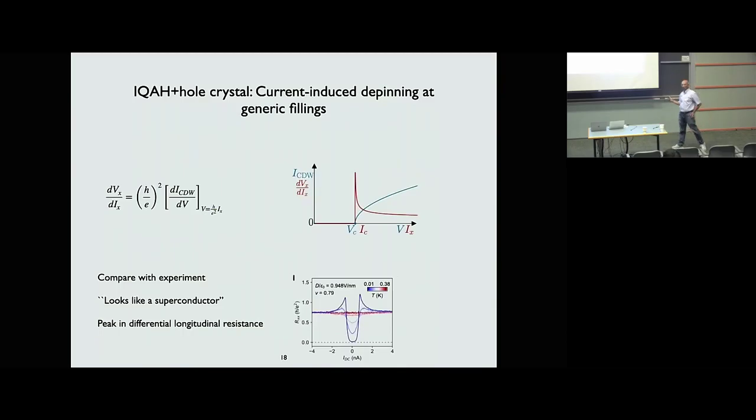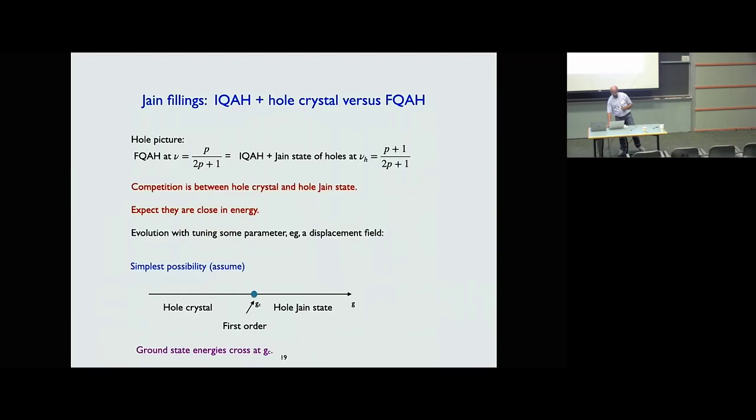There's a peak in the differential longitudinal resistance and not in the conductance. And it comes from a very simple combination of the sliding CDW physics and the presence of an integer quantum Hall component. Okay. I should finish. Let me just make one remark about what happens to the Jain fillings, and then I'll stop.